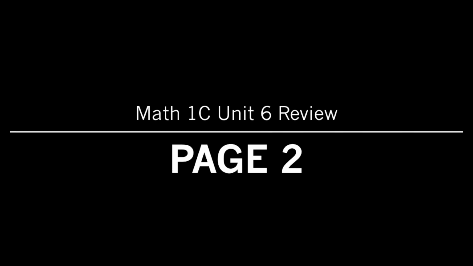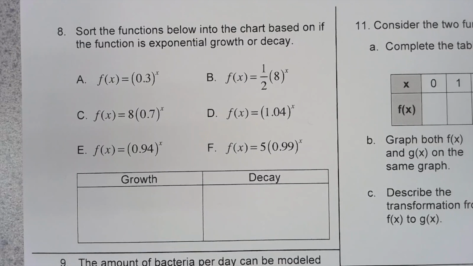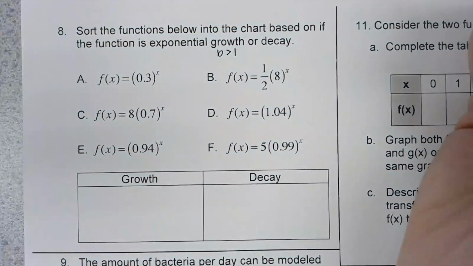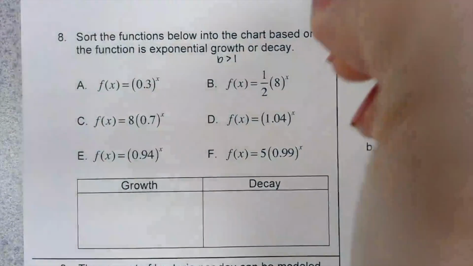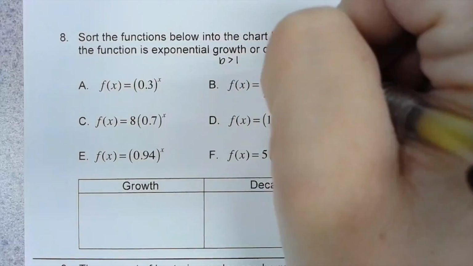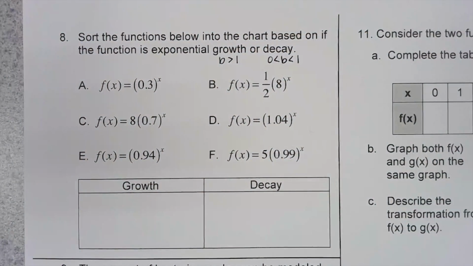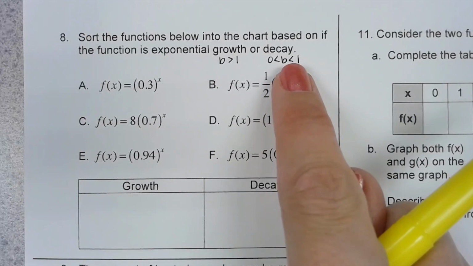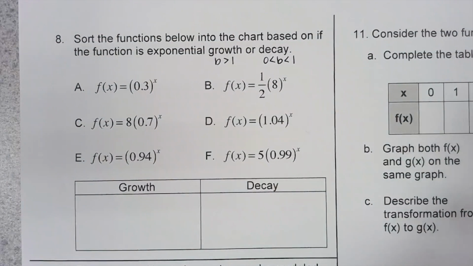Question 8 on page 2 of the review starts out with a question asking us to sort the functions below into the chart based on whether they represent exponential growth or exponential decay. You'll want to remember from your notes, if it represents exponential growth, that means your b value is greater than the number 1. If it represents exponential decay, that means your b value is going to be between 0 and positive 1. We usually say that for decay, our b value is going to be a fraction, but it could also be a decimal that's between 0 and 1.